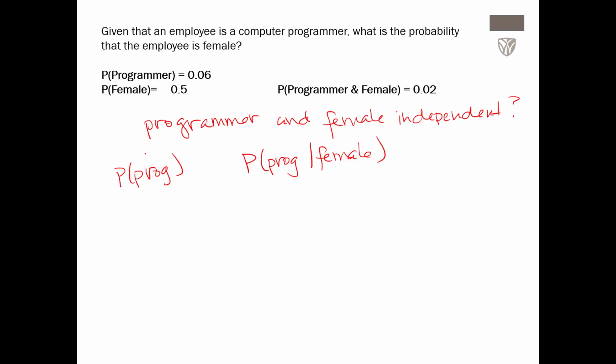We know the probability of being a programmer was 0.06, that was given to us in the problem. The probability of being a programmer given that you're a female was 0.04. We computed that in a previous question. And so the question is, are these two things equal? In fact, in this situation, they're not. So being a programmer and being a female, these two events are not independent.